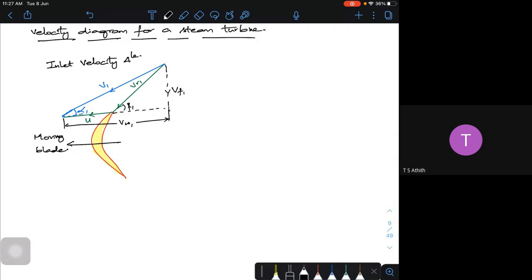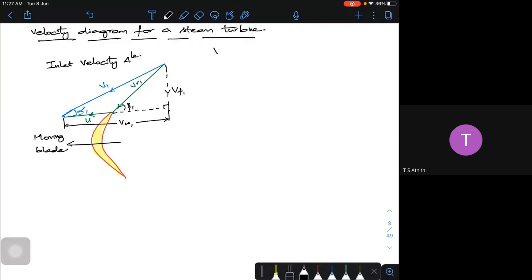Here the resultant is actually V1, the resultant of VW1 and VF1. From the Pythagoras theorem, V1 square is equal to VW1 square plus VF1 square. Are you getting it? Yes, sir.